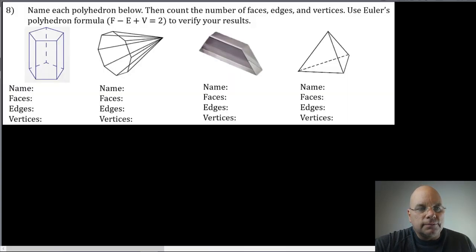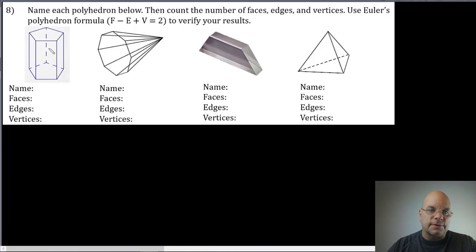Problem number 8. We need to name each polyhedron, then count the number of faces, edges, and vertices. Lastly, we'll use Euler's polyhedron formula to verify our counting, our results for a number of faces, edges, and vertices.